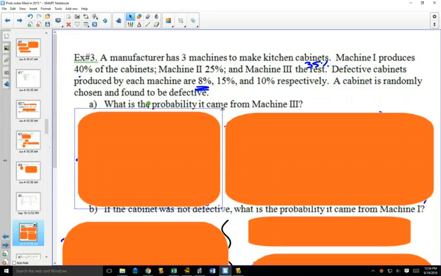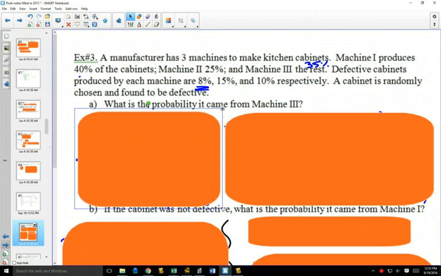This manufacturer has 3 different machines. You're producing some sort of goods. Machine 1 produces 40% of the cabinets, machine 2, 25%, machine 3, the other 35%. Machine 1 produces defective cabinets 8% of the time, machine 2, 15% of the time, and machine 3, 10% of the time.